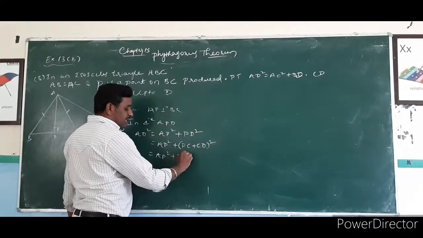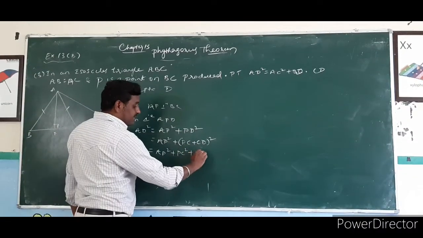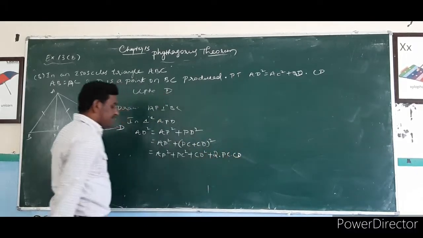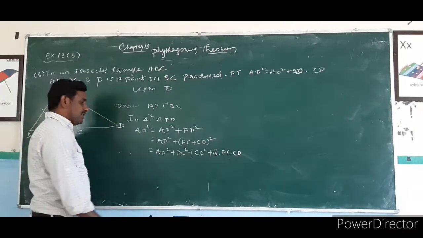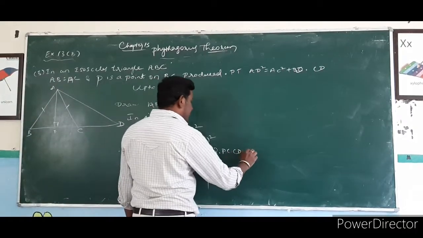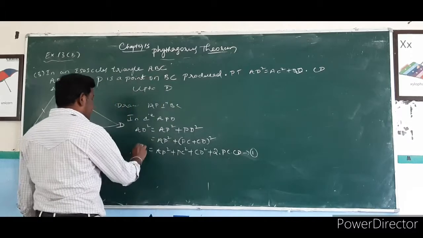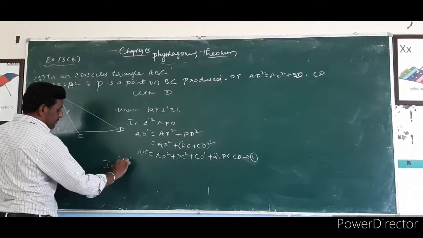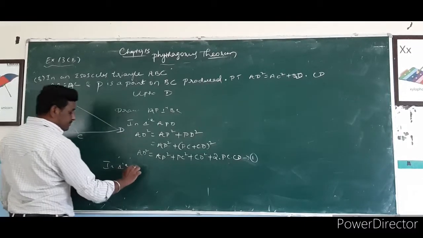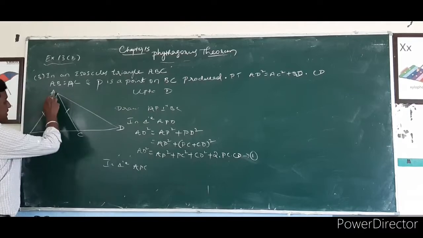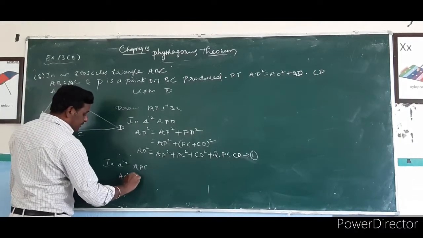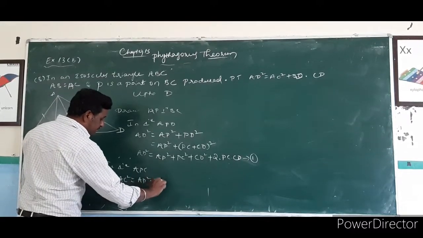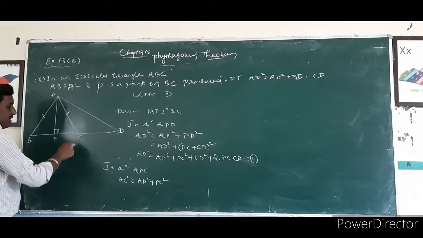A square means PC square. B square means CD square. 2 into PC into CD. This is equation number 1. AD square. So next you can consider the triangle APC. Apply Pythagoras theorem. AC square is equal to AP square plus PC square.